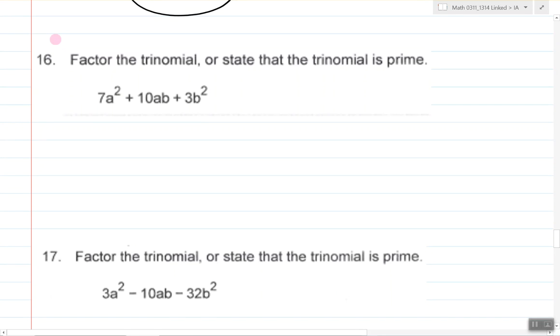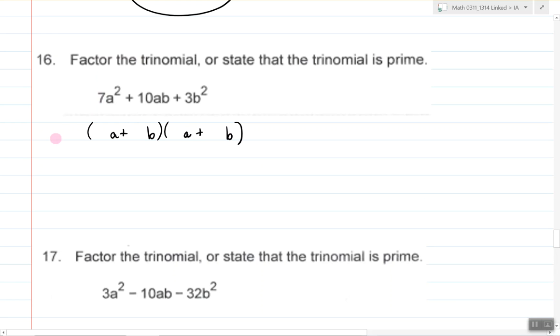Number 16. No common factor. The difference here is I have an a squared and a middle term that has an a, but I also have a b squared and a middle term that has an ab. So what that's going to mean is some extra letters. The last sign is positive, so it's plus plus or minus minus, and the middle term is plus, so it is plus plus. Not only am I going to have A's on the first, but I'm going to have B's on the last. And now I do it the way I've always done the problem.